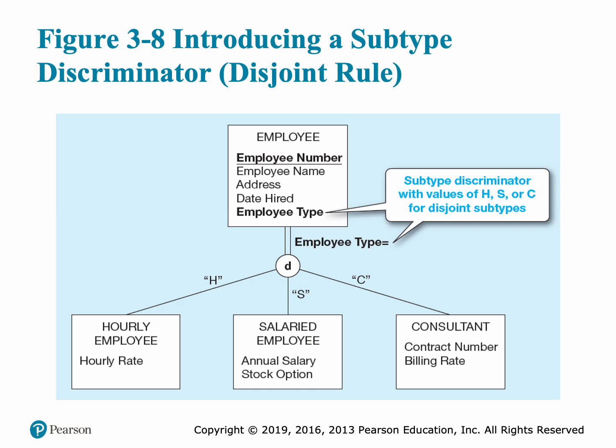So here for the disjoint rule, we have employee type as a subtype discriminator, and it can have three possible values, one for each subtype. Going back to figure 3.7, what would be a possible subtype discriminator and what would its value be? Think about it.